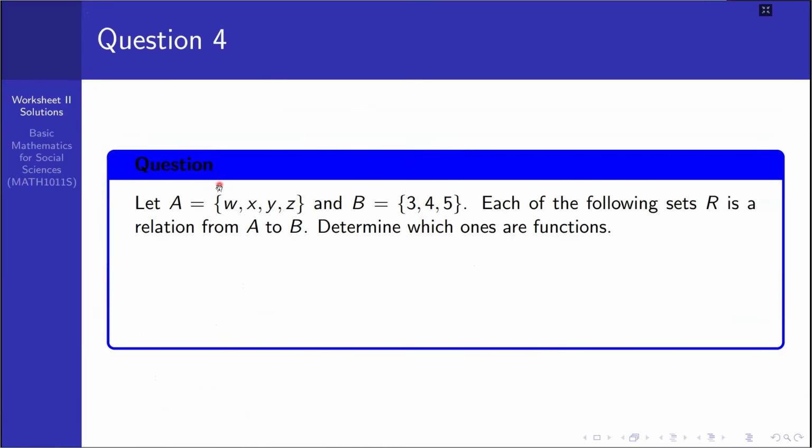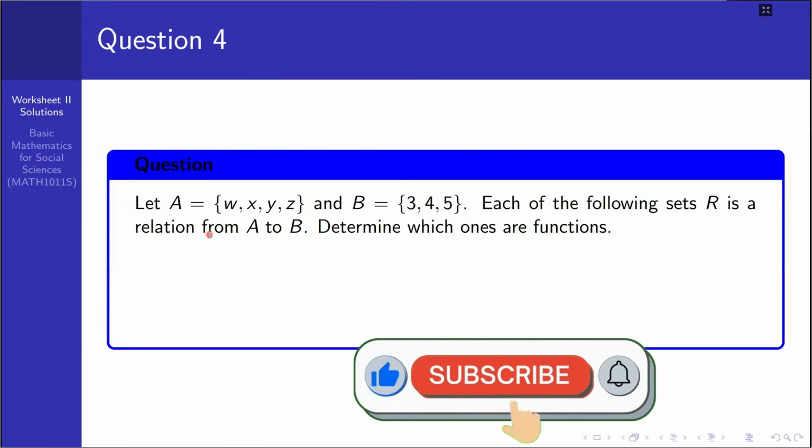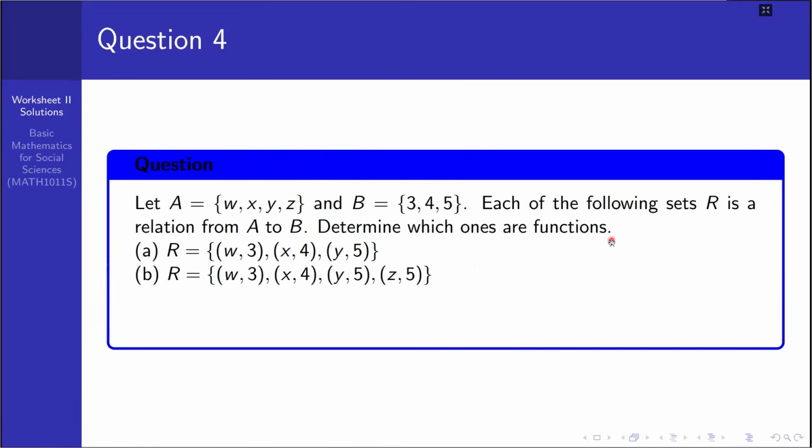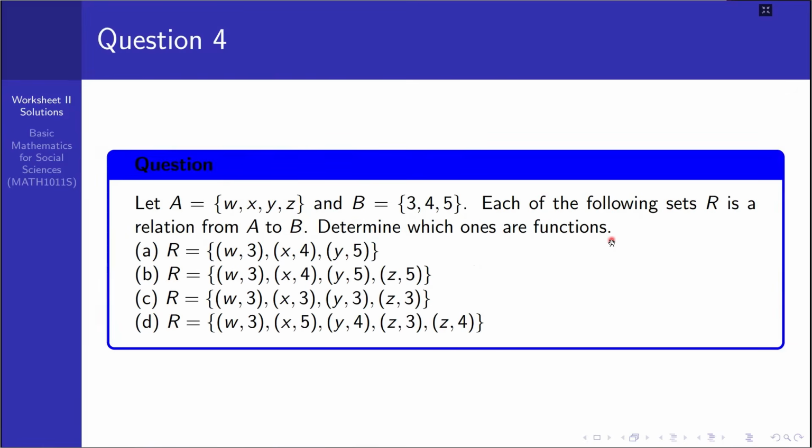Okay, question number 4. Let A equal the set containing W, X, Y, and Z, and B equal 3, 4, 5. Then each of the following sets is a relation from A to B. Determine which ones are functions. What we are given here is B, C, and D.